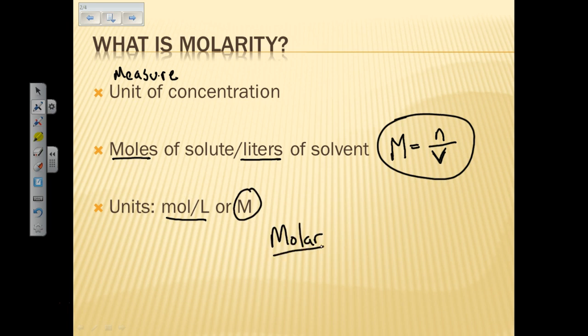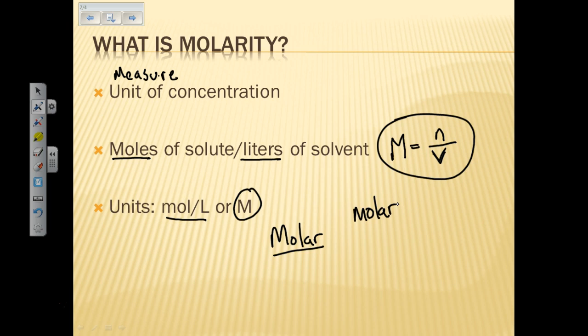That's kind of an interesting term, and I just capitalized it there by mistake. It's not a proper unit, proper noun by any stretch of the imagination. And so we can use this in order to characterize solutions that we make.